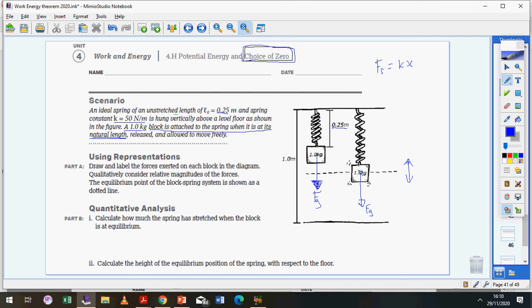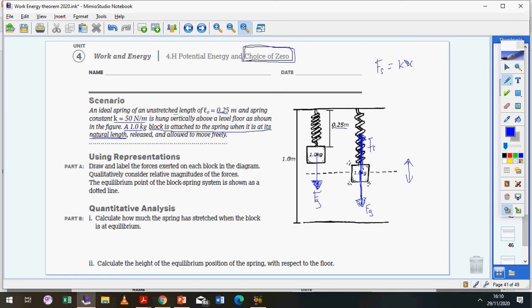Therefore, the force upwards, which is the force of the spring, is also the same length as the force of gravity, and I hope this is clear. So just label them force of gravity and force of the spring. Calculate how much the spring has stretched when the block is at equilibrium.